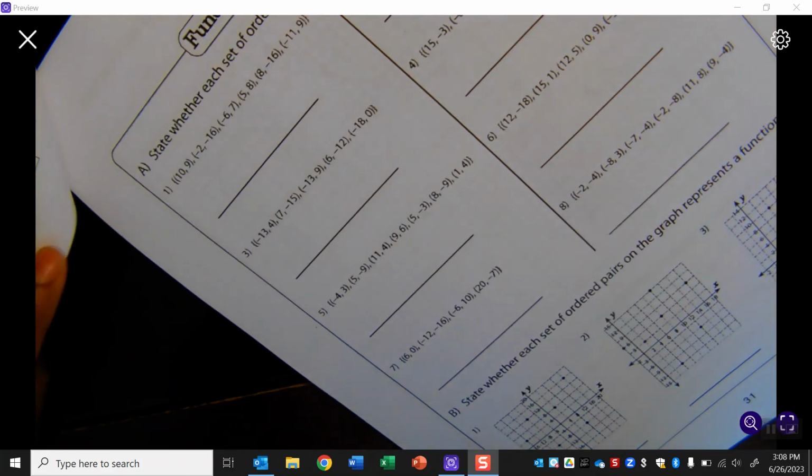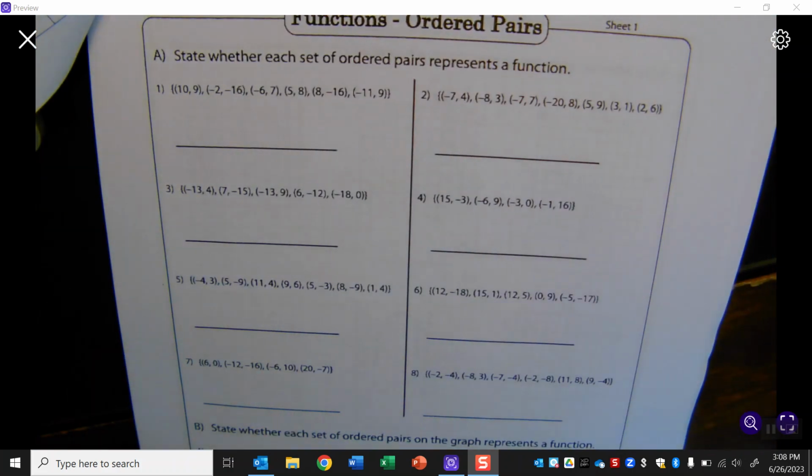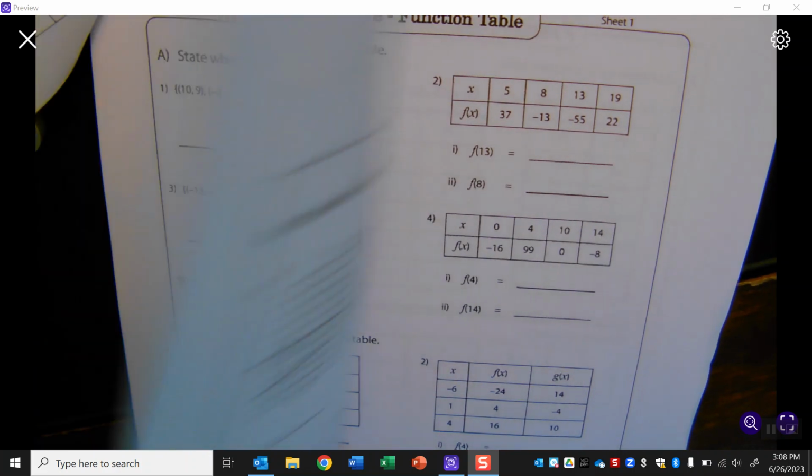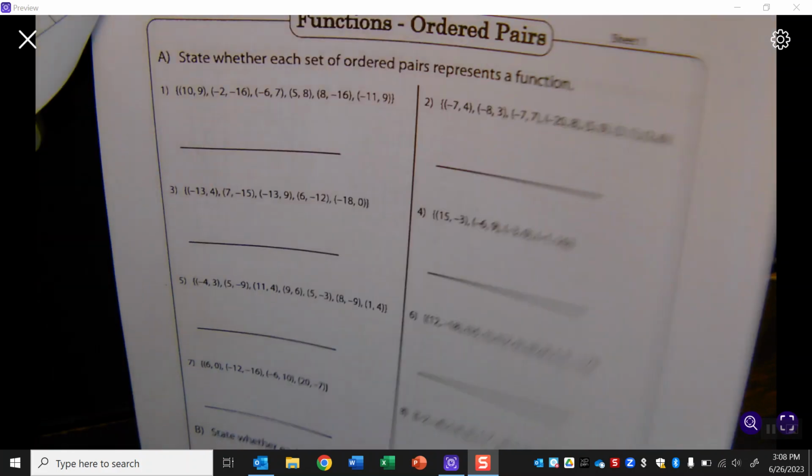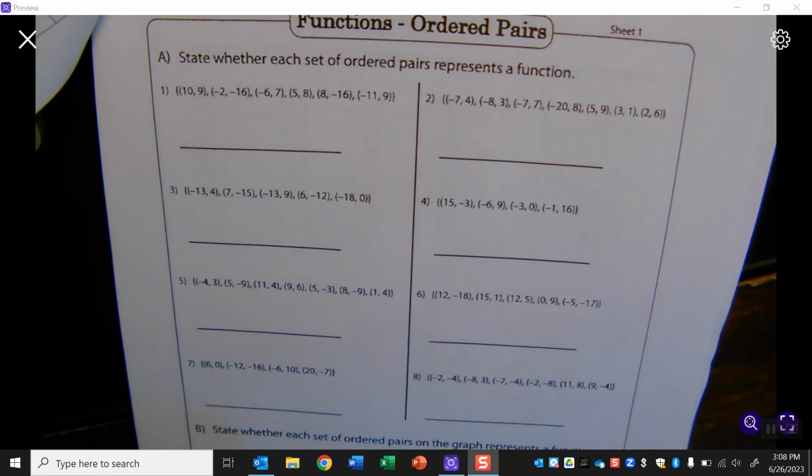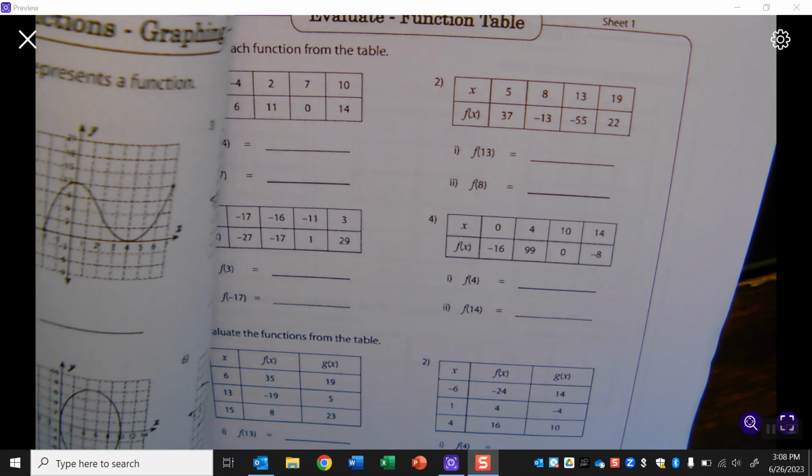Okay. So here's some examples for you to try. You just have to look at the x value and see if it's repeating or not. There's just a bunch of examples here. So go ahead and do the next 2 pages as practice for this lesson. Okay.